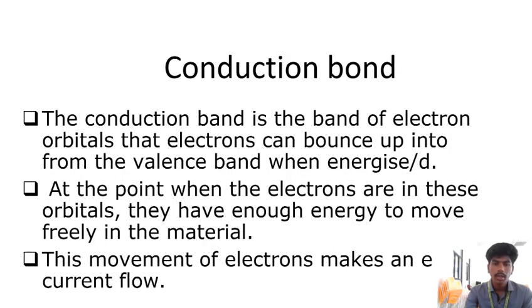Now, conduction band. The conduction band is a band of electron orbitals that electrons can jump up into from the valence band when given enough energy. At that point, electrons are in these orbitals and have enough energy to move freely in the material. The movement of these electrons makes a current flow.